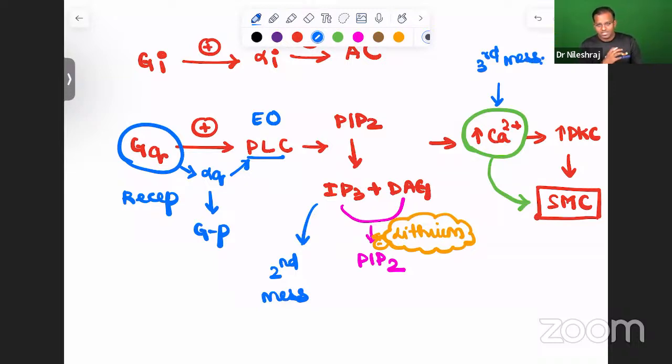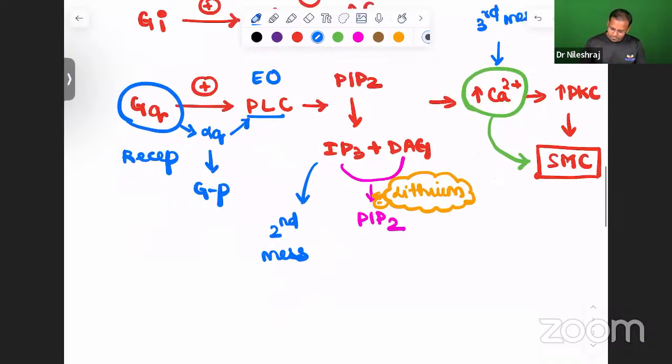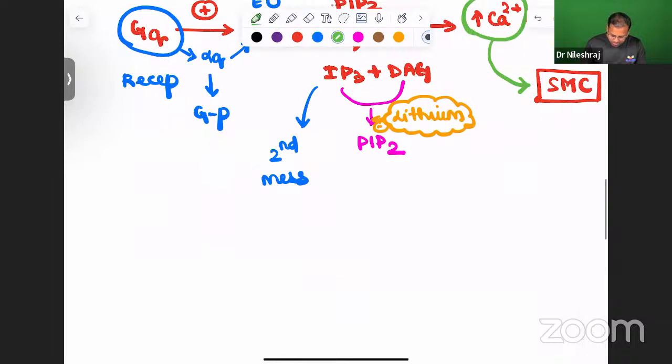So please look into the same sequence. What is the receptor? What is the G protein? What is the effector organ? What is the second messenger? What is the third messenger? And what actually is the response which is produced? Is that clear? Now, let's move to the next important subtype, that is G0 receptors.